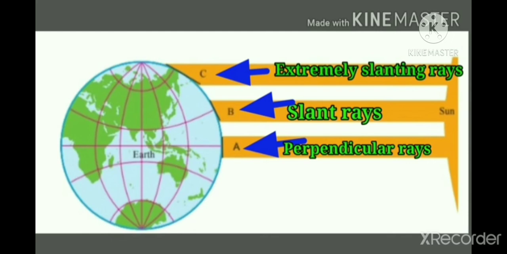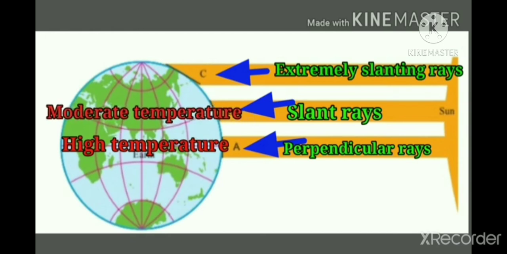You can see the perpendicular rays, wherever they fall, it will be high temperature. Okay. And the slant rays, wherever they fall, it will be moderate temperature. Okay. The extremely slant rays, wherever they fall, it will be low temperature. Let us see the explanation. You can see the figure, right?